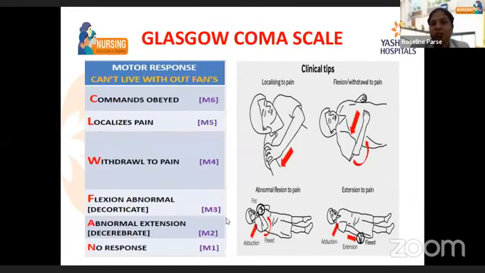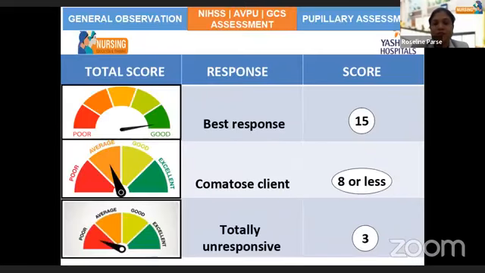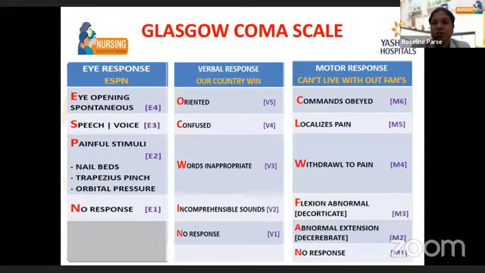This is clearly depicted in the picture that is displayed. Patient is able to localize pain, M5. Withdrawal flexion is M4. Abnormal flexion, M3. Abnormal extension is M2. So these are the three components of Glasgow Coma Scale: eye response, verbal response, and motor response. When you have a situation where you cannot test, you can just write it as not testable.